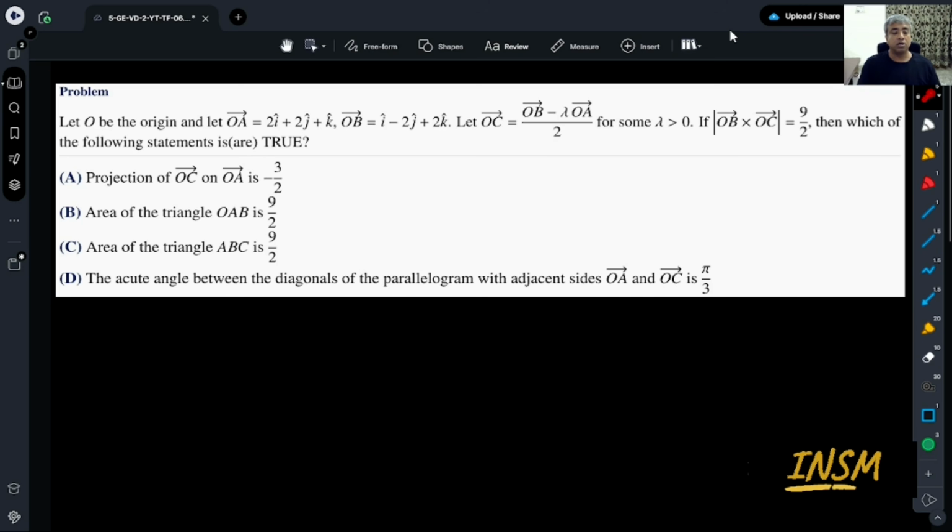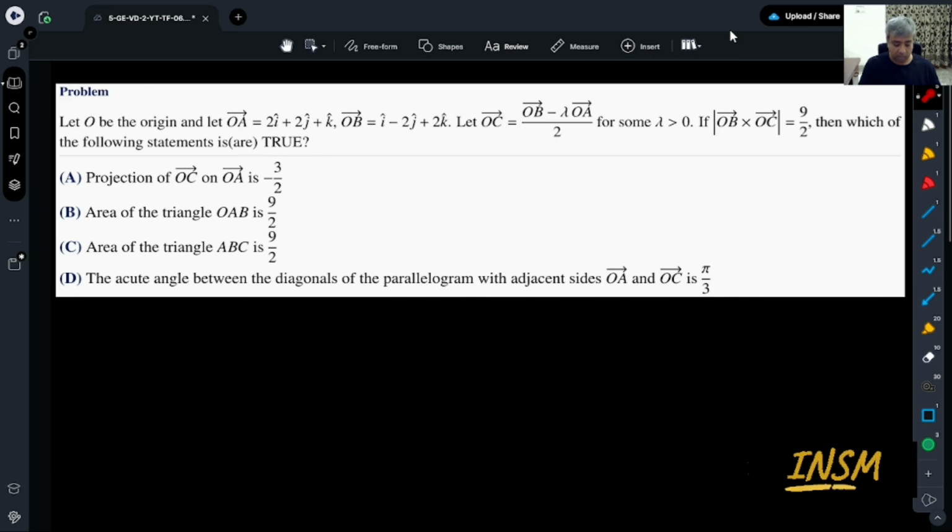Okay, so the problem says that let O be the origin, and they have given us a vector OA, vector OB, and in terms of OA and OB, a vector OC is defined as (OB minus lambda OA) whole upon 2. Okay, and then it gives us that the modulus of OB cross OC is 9 by 2 and asks us which of the following statements are true.